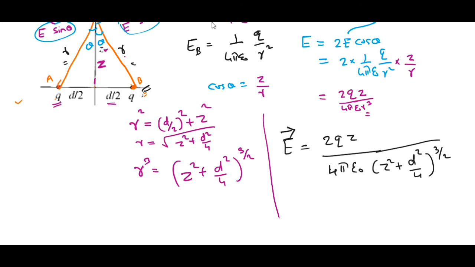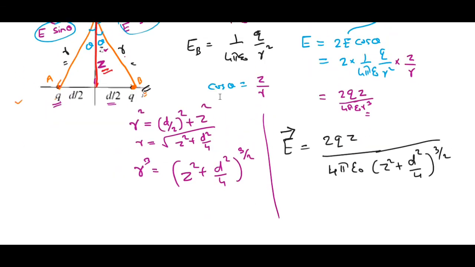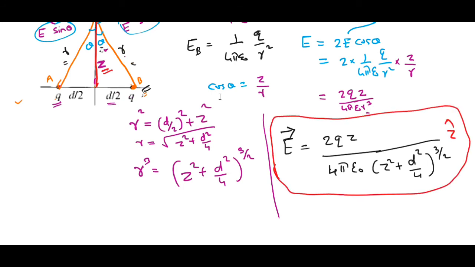Then the direction, what will it be? It is clear in the picture that if we have this electric field component alone, this direction is nothing but our z direction. Therefore, the electric field is along z cap. This is the expression for the electric field intensity.